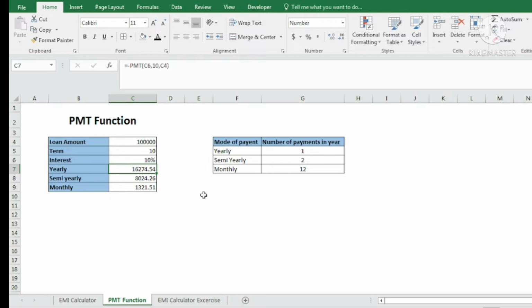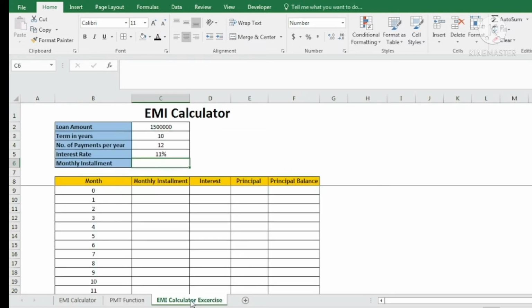Now we'll go ahead and learn how to create an EMI calculator by using the same PMT function. But here we are going to create an EMI calculator which will give us the result for all the 10 years, or the tenure, 10 years, 20 years, whatever the tenure is. It should show us the monthly installment, as well as from that monthly installment how much is the interest that we are paying, how much is the principal that we are paying, and what is the remaining balance of the principal payment, because interest and principal keep on changing every year.